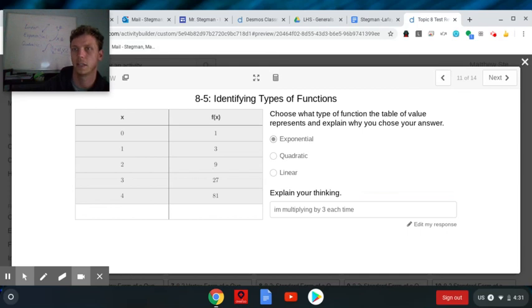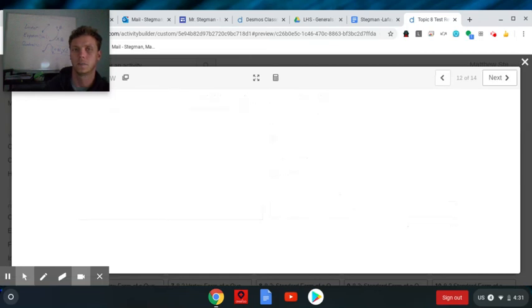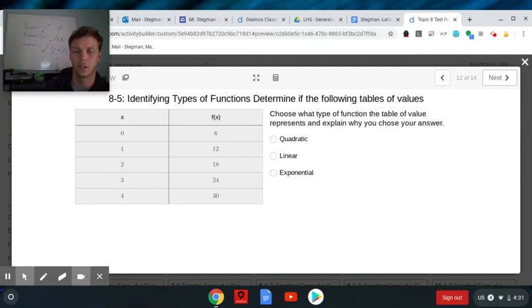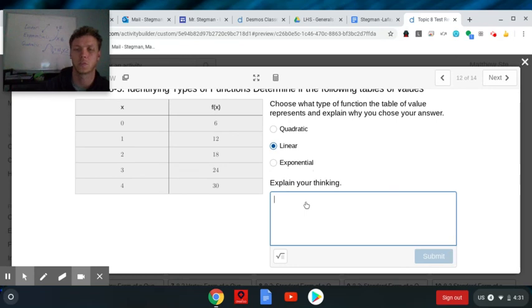All right, next slide. Okay, this one. All right, so we're looking at the y values. So up 6, up 6, up 6, up 6. It's pretty easy there. We know that's linear because you're adding the same number each time. All right, explain. The function is increasing by 6 each time.